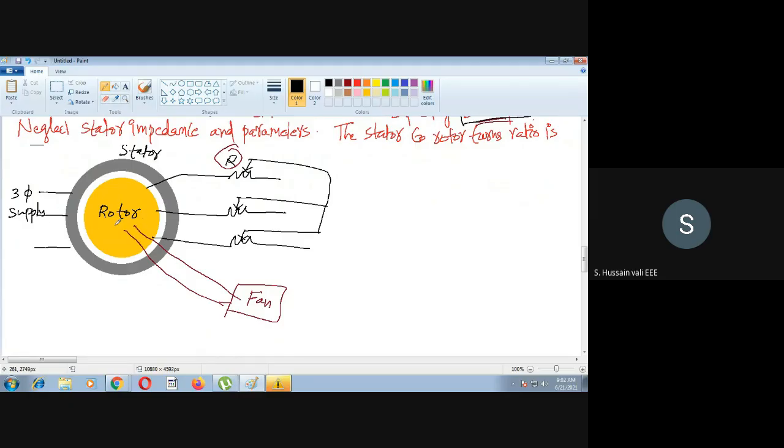Now, by giving the supply here, the rotor develops a torque. You can call this torque Te, the electromagnetic torque, and this you can call TL. I hope you know that at equilibrium Te is equal to TL. Initially, when you turn on the supply, the fan is not running, because the fan is at rest.